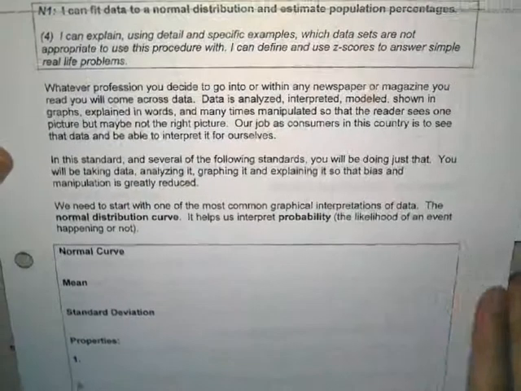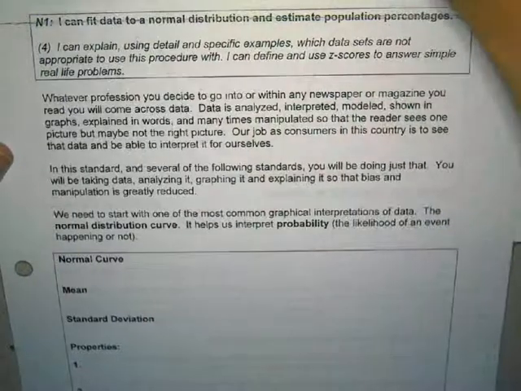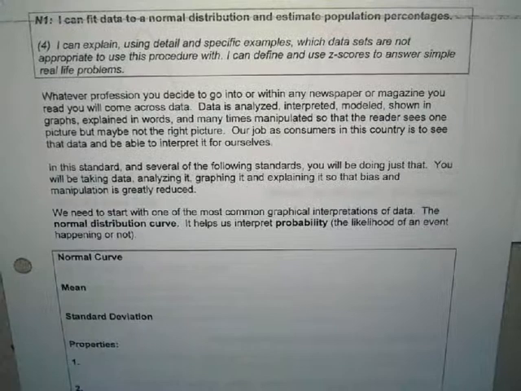You should have standard N1 notes out in front of you, either your own note packet or the one given to you if you didn't bring your note packet. Sorry, I'm just getting organized here.